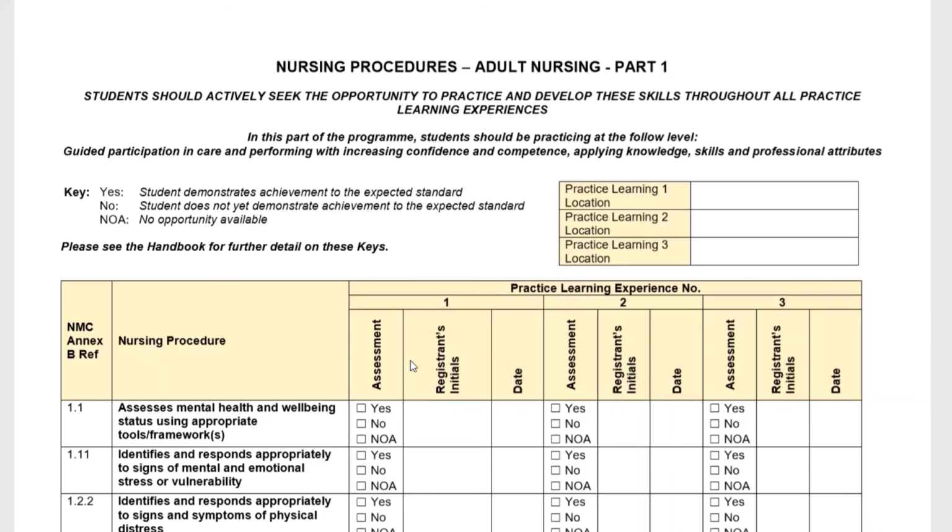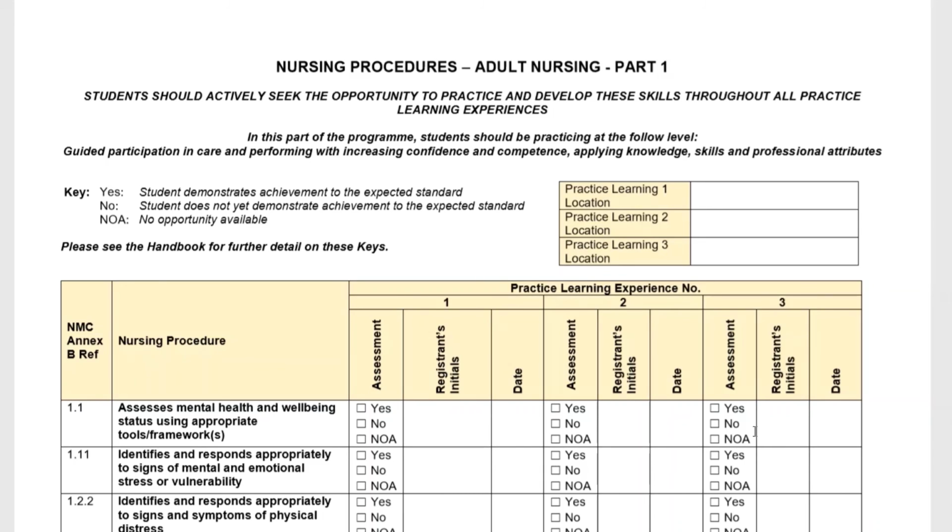Now, in order to achieve a pass at their summative assessment at the end of that part, they must have achieved a yes in all of these nursing procedures by the time of summative assessment. However, if they had achieved, for example, in 1.1, a yes on the first experience, a yes on the second, but a no on the third, then they've lost the skill, and so they have not achieved in their nursing procedures. The other 2 yeses are cancelled out by a no that comes after them.